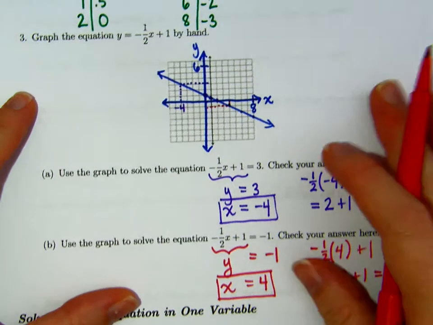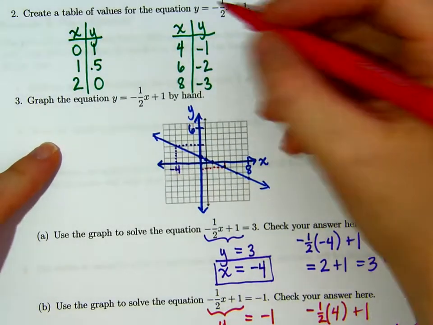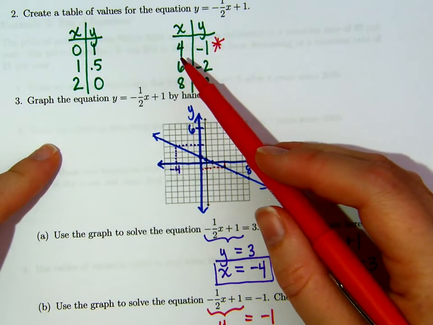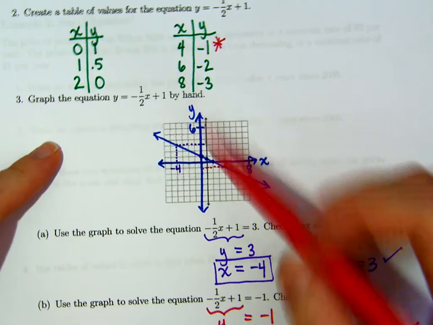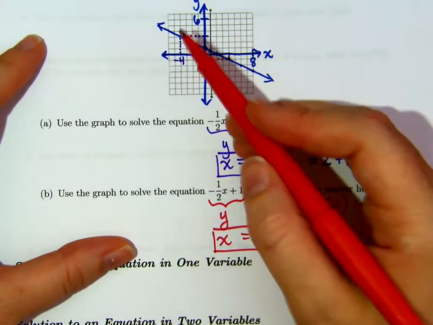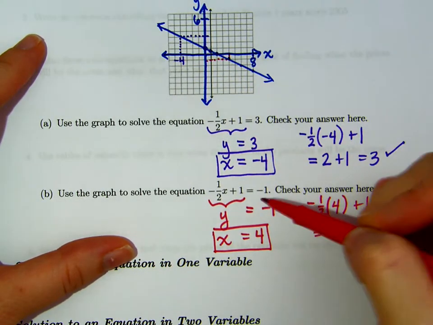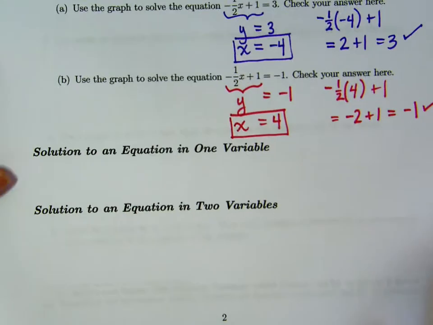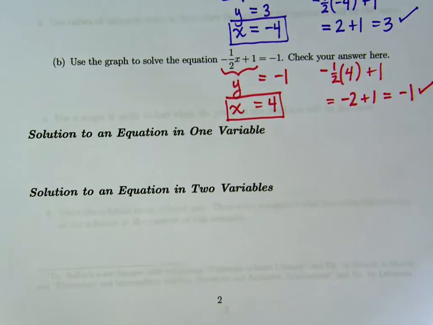I also want to mention, if I go up here, right there, I see that it's in my chart, right? So when x equals 4, y equals negative 1. So I could use the graph to find this answer, and I also could have used the table of values. They're all tied together, yes?